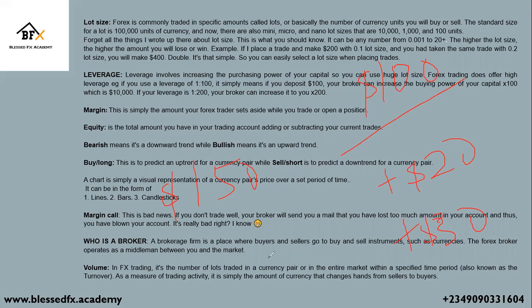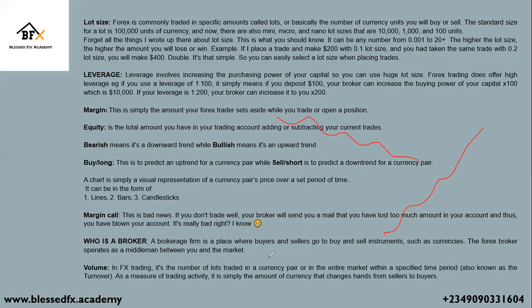So bearish. When you hear someone say the bears, or bearish, it means downward trend. Guys, the market is going down. Bullish or bulls means upward trend. The same thing as buy and long. Buy and long means uptrend. To predict an uptrend, you say you are going long, and you are buying the market. So if you are going short, that means you are selling the market, you are predicting a downward trend.